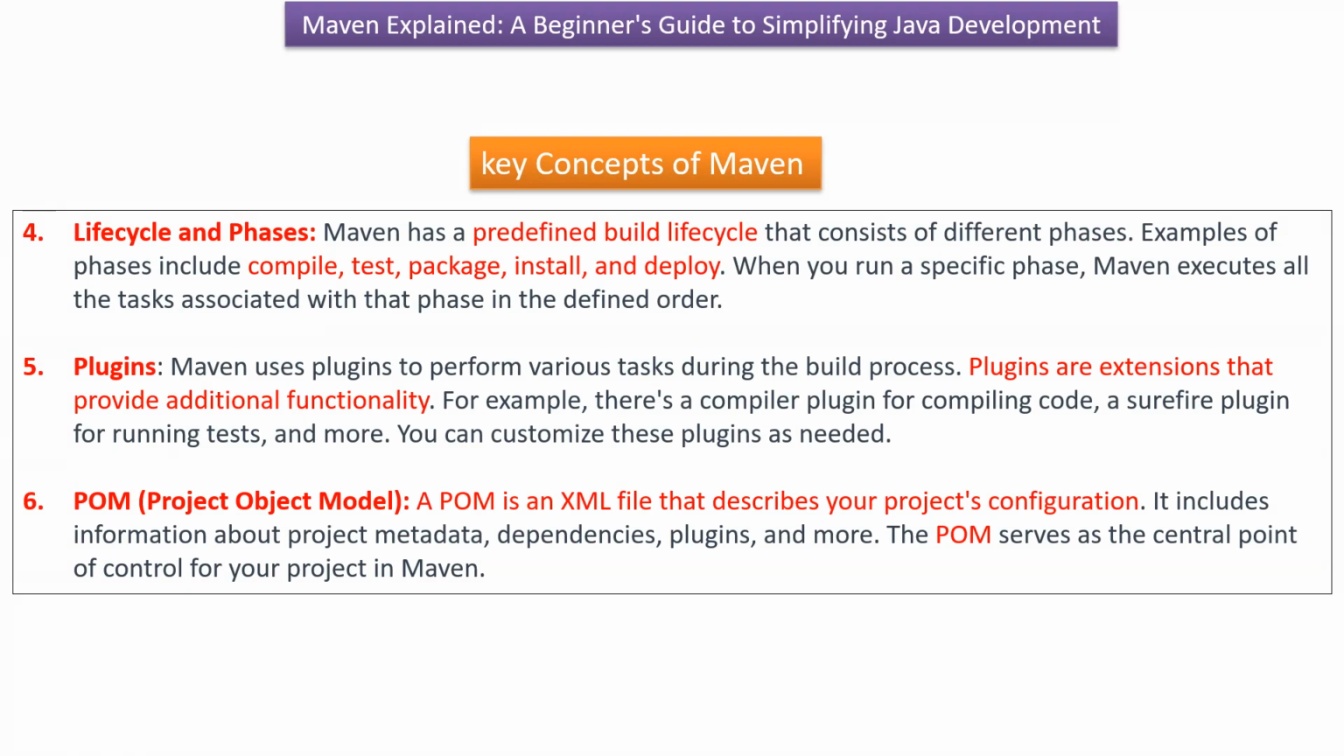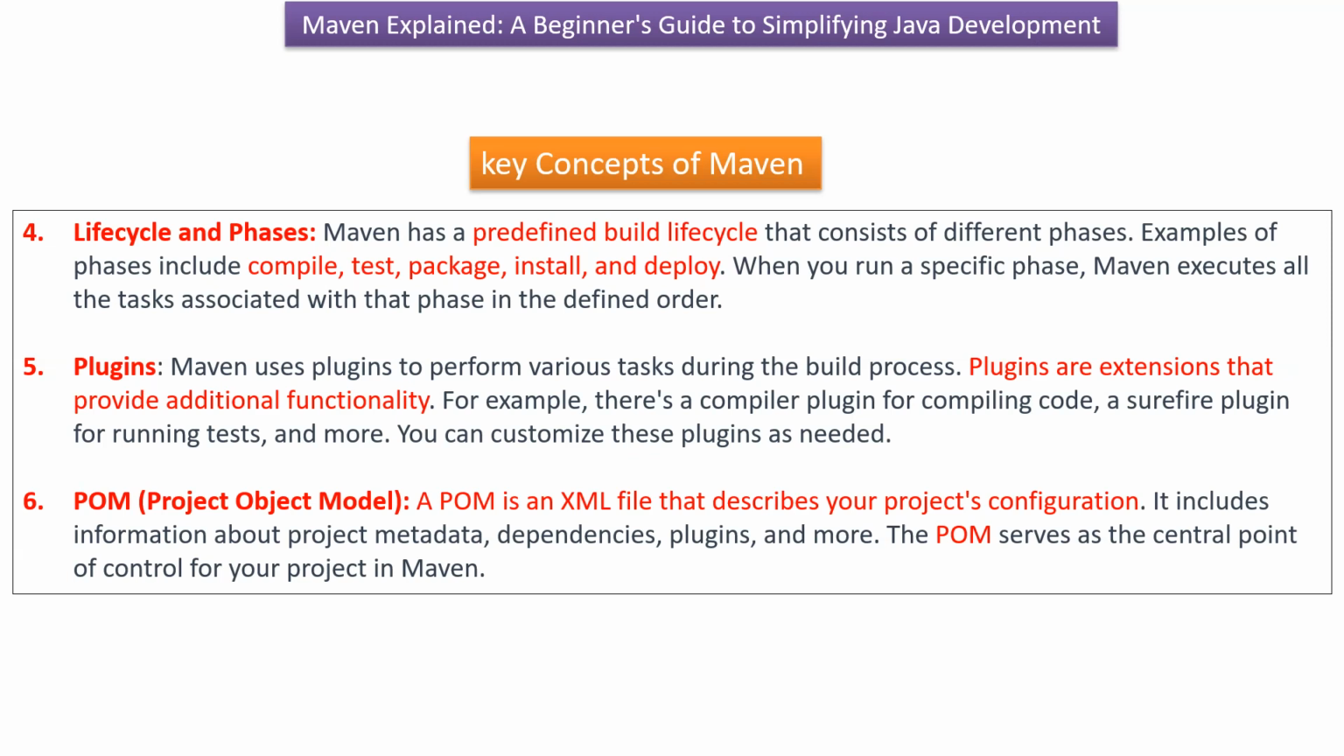Fourth one is lifecycle and phases. Maven has a predefined build lifecycle that consists of different phases. Examples of phases include compile, test, package, install, and deploy. When you run a specific phase, Maven executes all the tasks associated with that phase in the defined order.